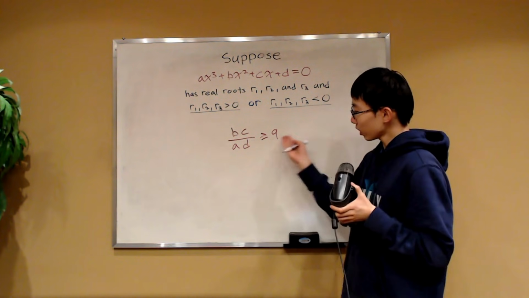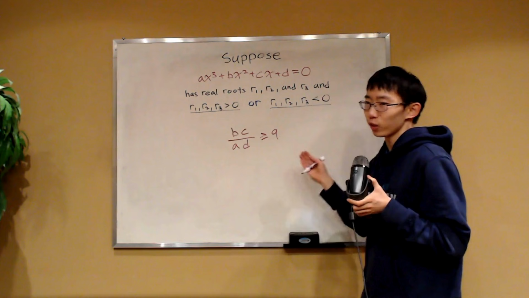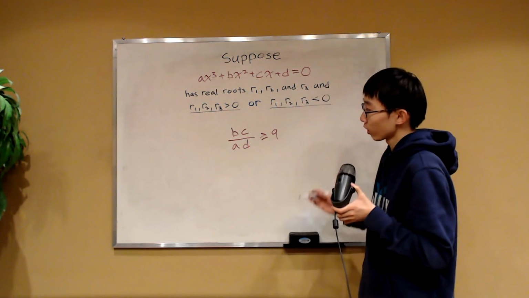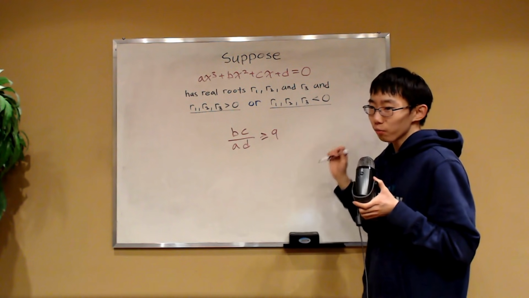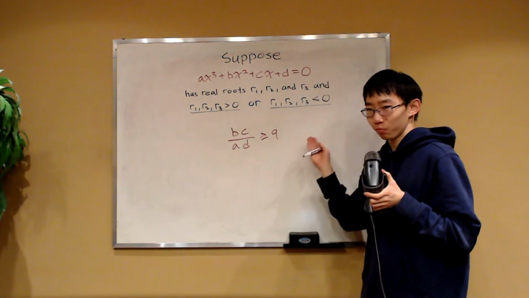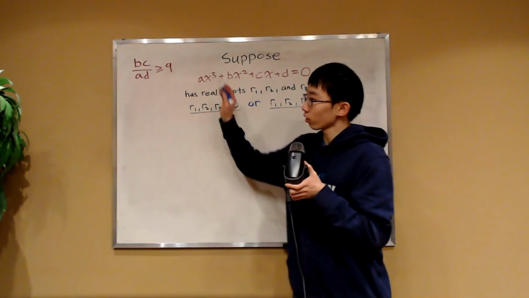Now, this is actually kind of cool. Perhaps you could use it to show that a cubic polynomial doesn't have 3 real roots such that they're all the same sign, i.e. all positive or negative. But we're not going to go into that just yet. We're going to focus on proving this, I don't know, cool inequality.